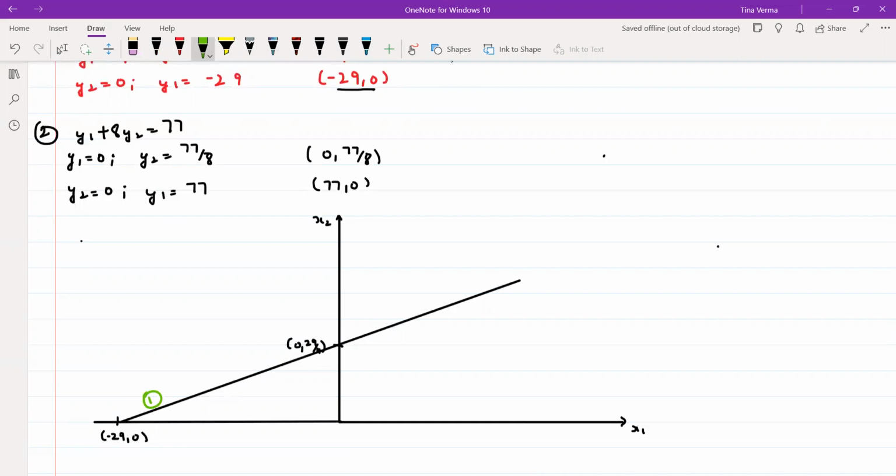Next, I have 0, 77 by 8 and 77, 0. So I have 77, 0, this will be this point. And here it will be 0, 77 by 8, and I can join them by a line. Sometimes if you get both the negative values, you can extend that line so that it comes into the first quadrant, because we have taken x1 and x2 should be greater than or equal to 0.